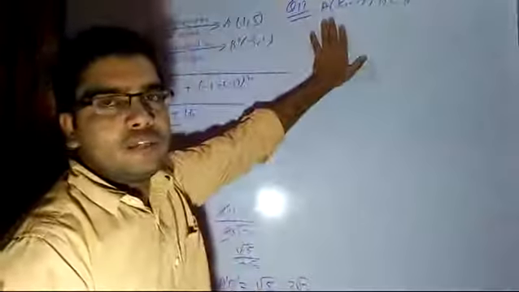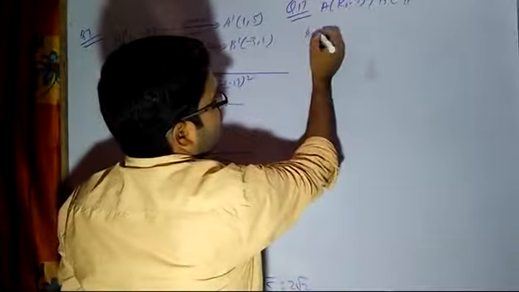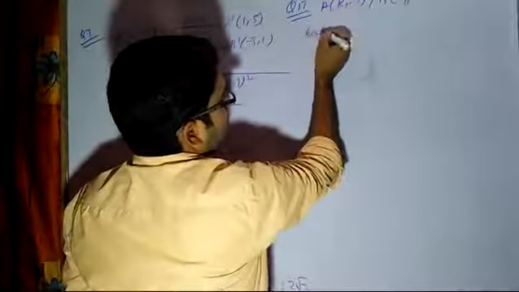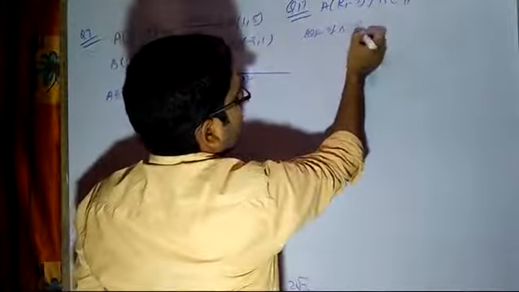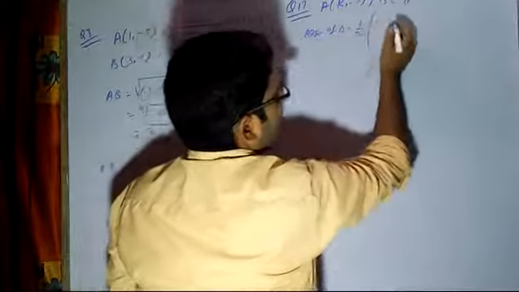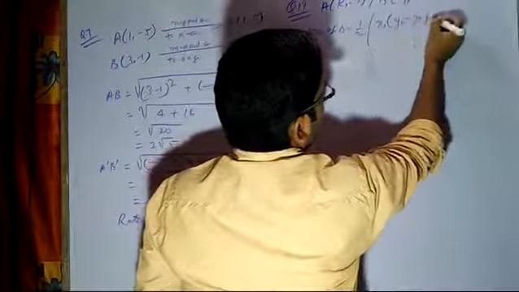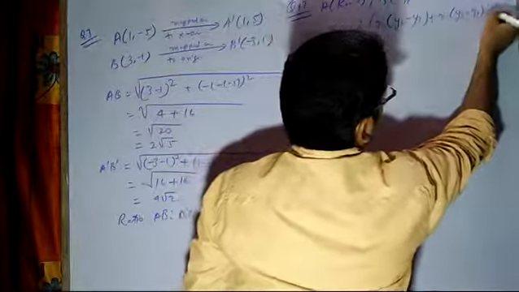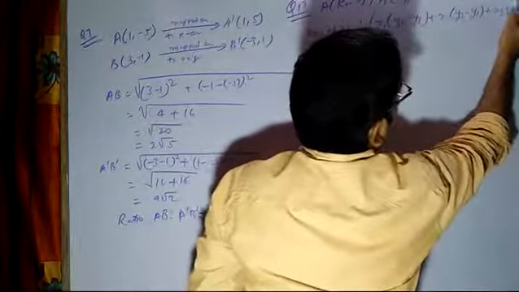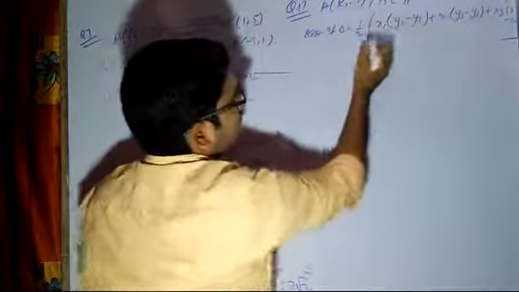So you all can use the distance formula that I have taught you, but I will be going by area method right now, so that you will be able to learn that formula. Area of triangle is equal to half into x1 times y2 minus y3, plus x2 times y3 minus y1, plus x3 times y1 minus y2. Correct?